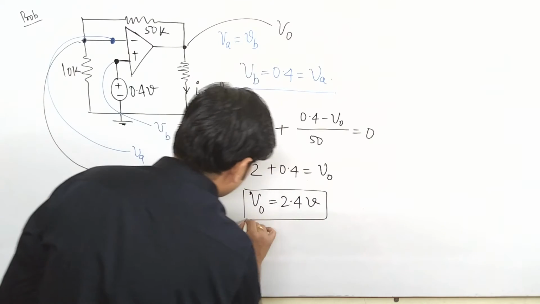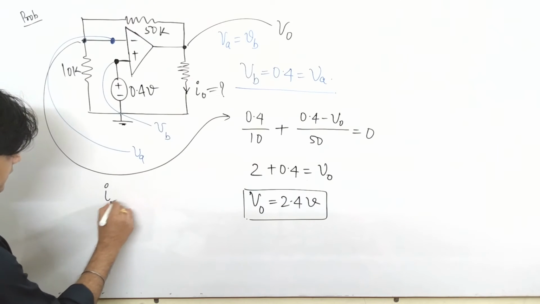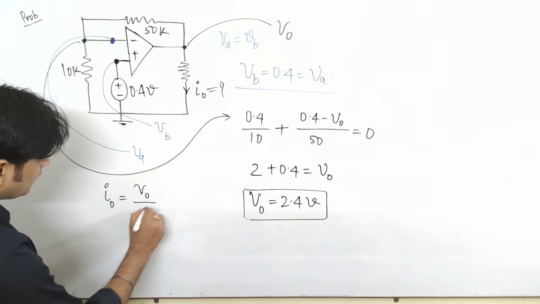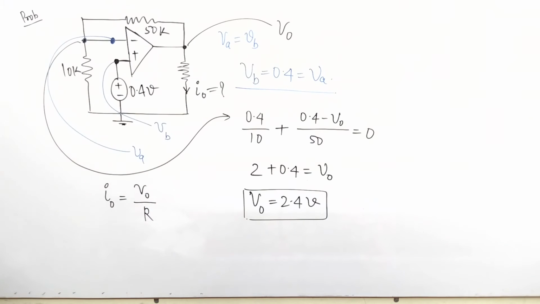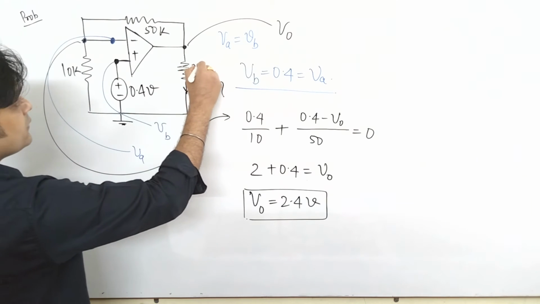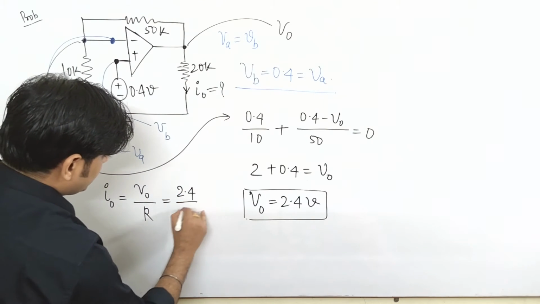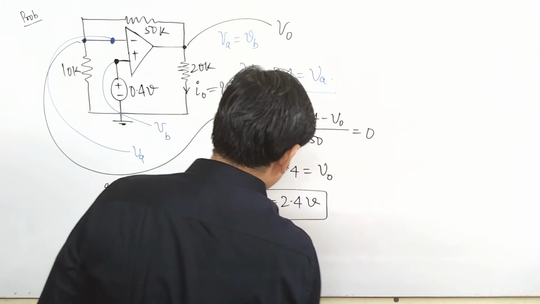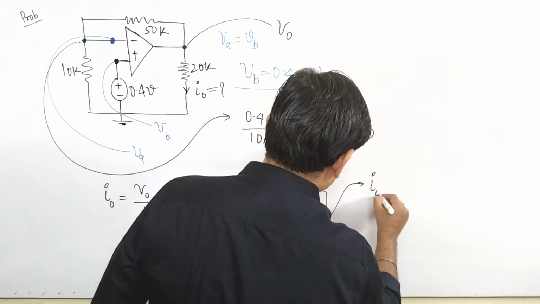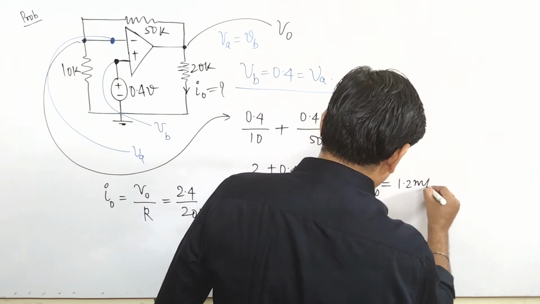This is the value of V naught. Once you know the value of V naught, the value of I naught comes to be V naught upon R. And what is R here? This is 20K. So that comes to be 2.4 divided by 20K, so the value of I naught comes to be 1.2 milliampere.